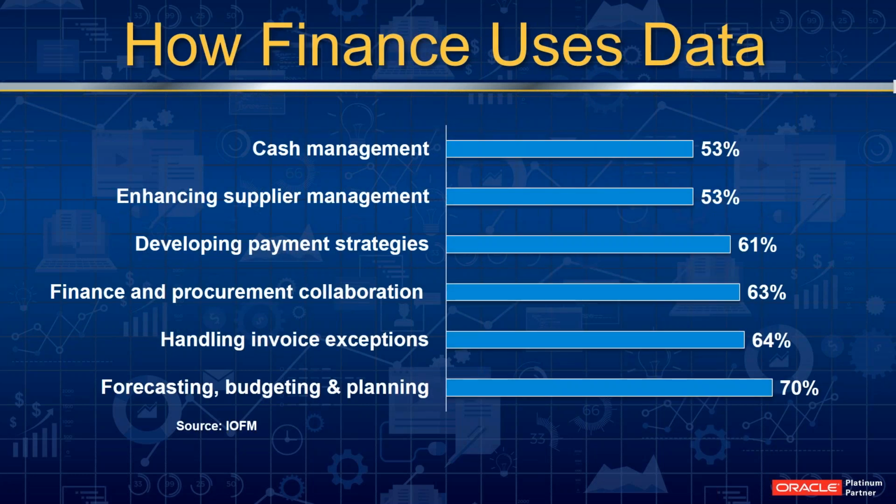And data availability is critical to finance for the following reasons. Forecasting and budgeting and planning, as you can see, requires that data. 70% is the highest mentioned in the survey that was done by IOFM. But also handling invoice exceptions, finance and procurement collaboration, developing payment strategies, enhancing supplier management, and cash management. All of these requirements require a heavy use of data. And if that data is not available, then it becomes an issue across the organization in finance being able to provide this information to the rest of the company.